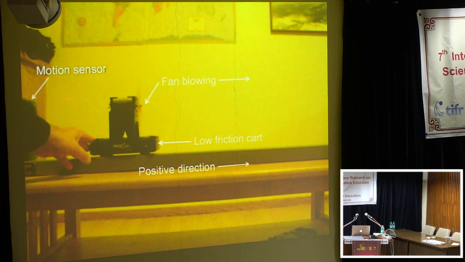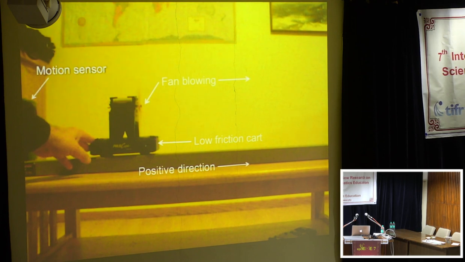All right, so this is the cart. And mounted on the cart is a fan, there's a propeller. And it's blowing in this direction, so it's applying a force to the left. As it says here, the positive direction is towards the right. And there's a motion sensor here, and the motion sensor, for those of you who have not used one, measures the position of the object by sending out ultrasound waves, and it can therefore tell you the position, the velocity, the acceleration of that cart.